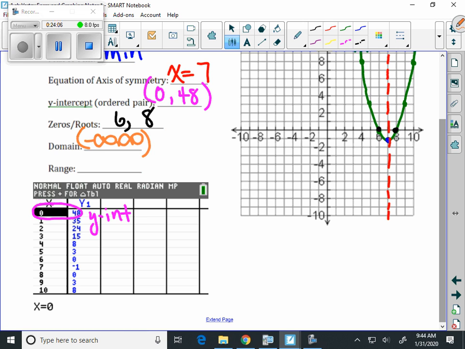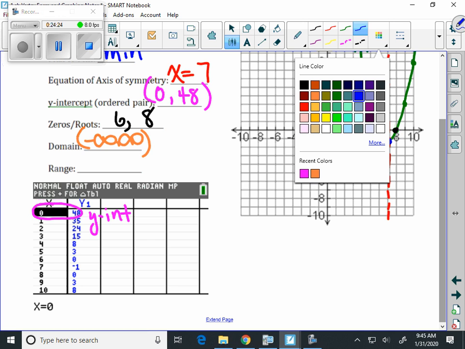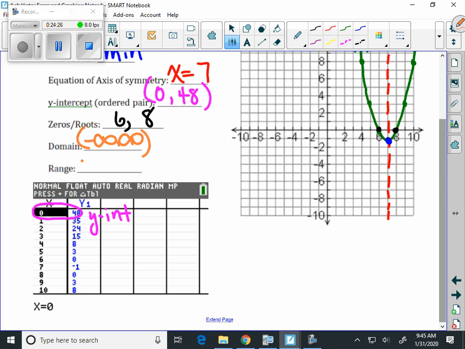And again, when we're looking at the range, we ask ourselves, do we have a high point? Do we have a low point in the graph? And we have a low point. The lowest point is that blue point. And the y value of that blue point is -1. So when we write down our range, it's going to be -1. It is a point on the graph, so we're going to have a bracket. And we continue to go up and up and up and up, which is going to give us our parentheses.